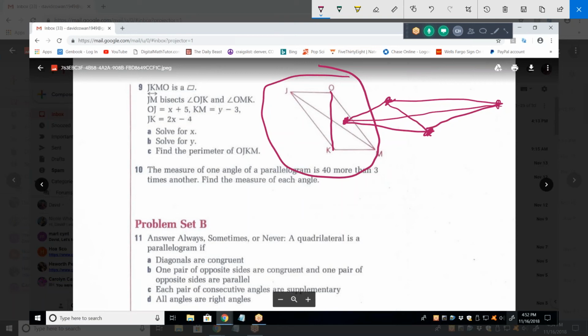So what is the answer? In other words, if it's a rhombus, they are congruent. If it's not a rhombus, they are not congruent. So it's sometimes true. Yeah. One pair of opposite sides are congruent, and one pair of opposite sides are parallel. That is sometimes true.